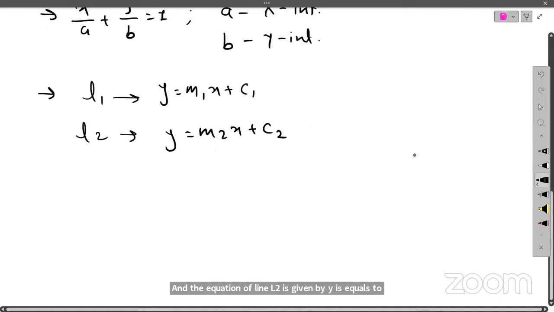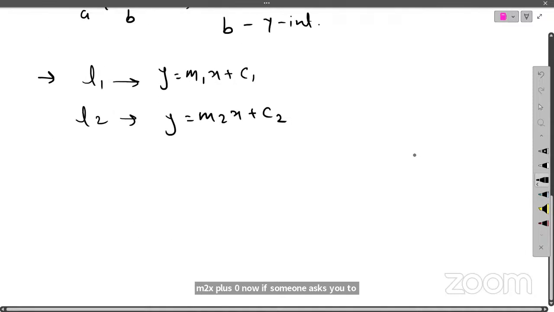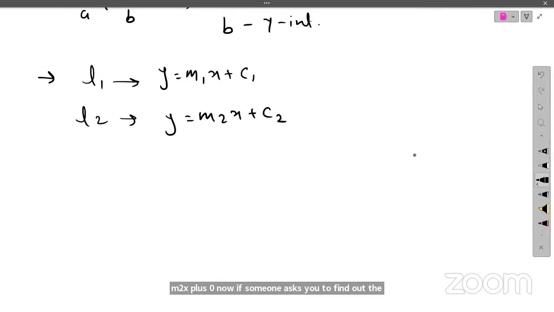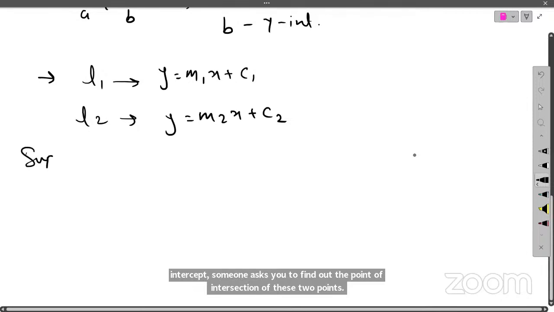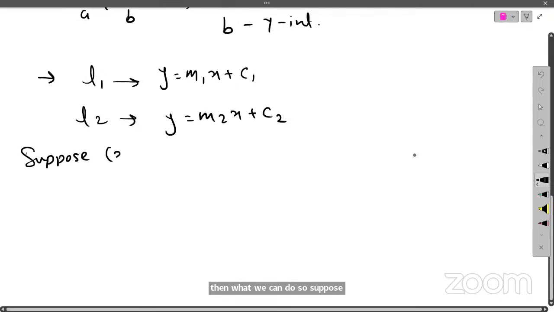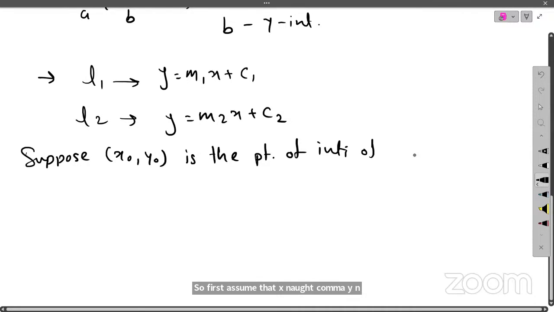Now, if someone asks you to find the point of intersection of these two lines, then first assume that (x naught, y naught) is the point of intersection of L1 and L2. Okay. So then what we do is we replace x and y with x naught and y naught.